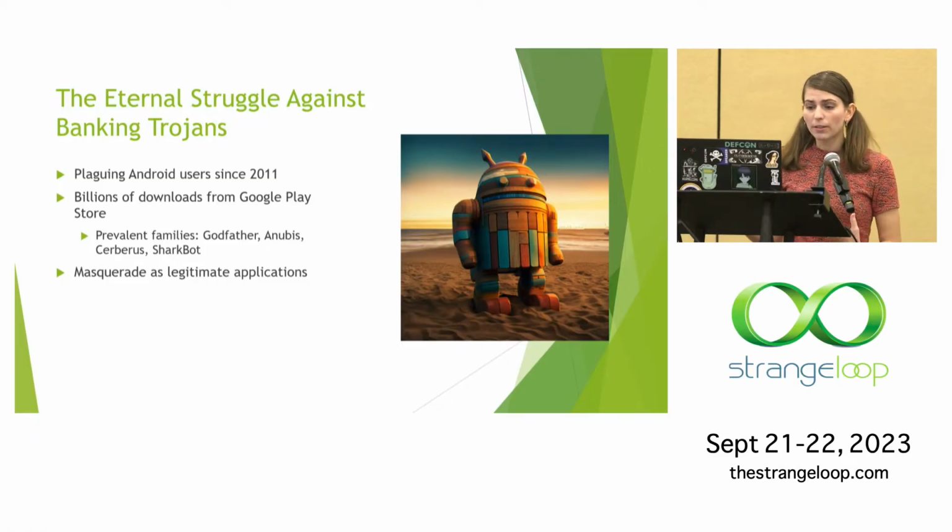There are different prevalent families such as Anubis, Cerberus, Sharkbot, or even the Godfather malware, which we're going to be talking about today. And these actually masquerade as legitimate applications. So that's where the name Trojan comes in. It comes in like a Trojan horse. They're going to pretend to be a legitimate application. But on the back end, they're actually doing some shady stuff, trying to probably spy on your device and steal your different passwords, banking credentials, PINs, or anything that it can find and exfiltrate from your device.